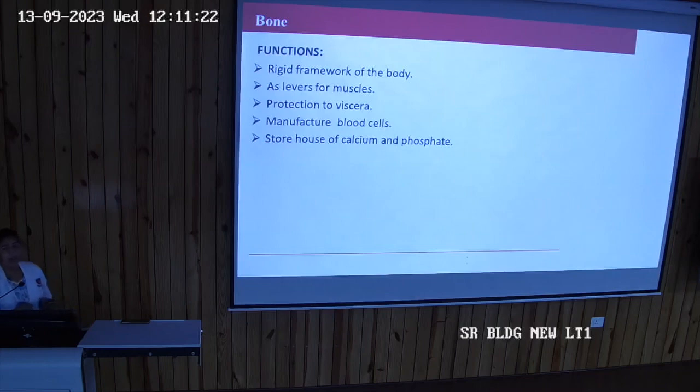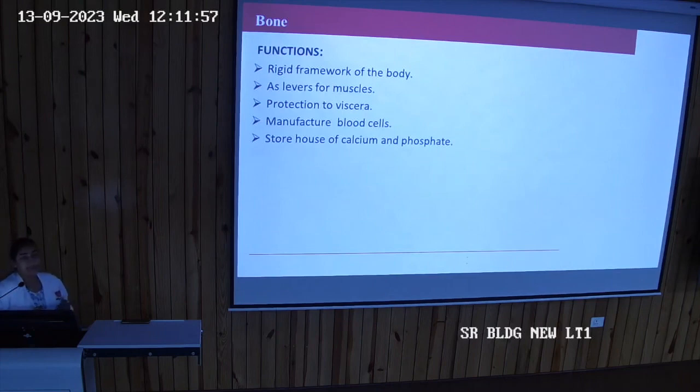Now next, coming to the bone. What is the function of the bone? Why is the bone present? First, it is the framework of the body. Next, it provides protection to the different viscera. What are the viscera? They are protected by the skeletal framework: in the thorax, heart and lungs; in the pelvic area, bladder and genital organs. They are saved in the rigid framework of this skeletal system, the bone.